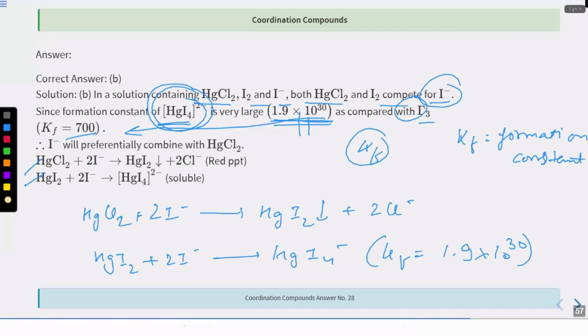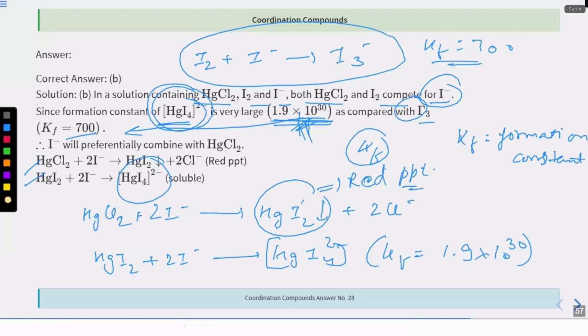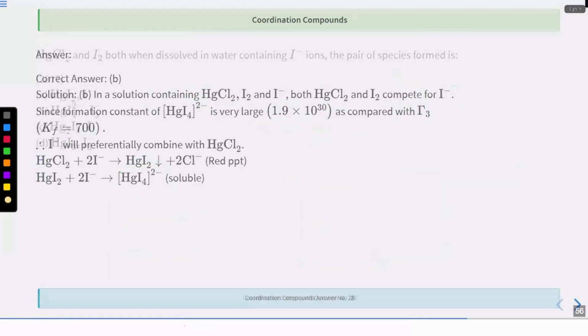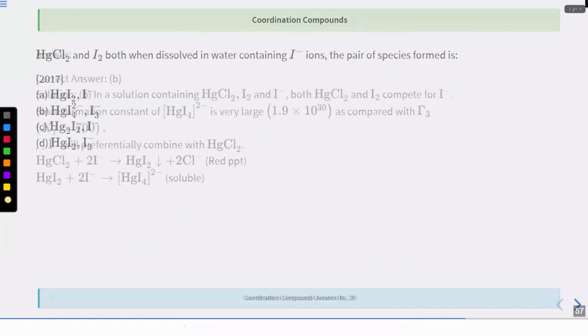The I3 minus reaction would be like this. I2 will react with I minus to form I3 minus. So this is quite a different reaction. Its Kf is 700. This will also take place, but in a very, very small amount because its Kf is very small as compared to this one. So finally, I would have HgI4 2 minus. Not precipitate, precipitate is this one, it is a red precipitate. So HgI4 2 minus would be formed, which would be soluble. So HgI4 2 minus and I3 minus, these are the two things which I will get. Okay. So option number B is the right option.